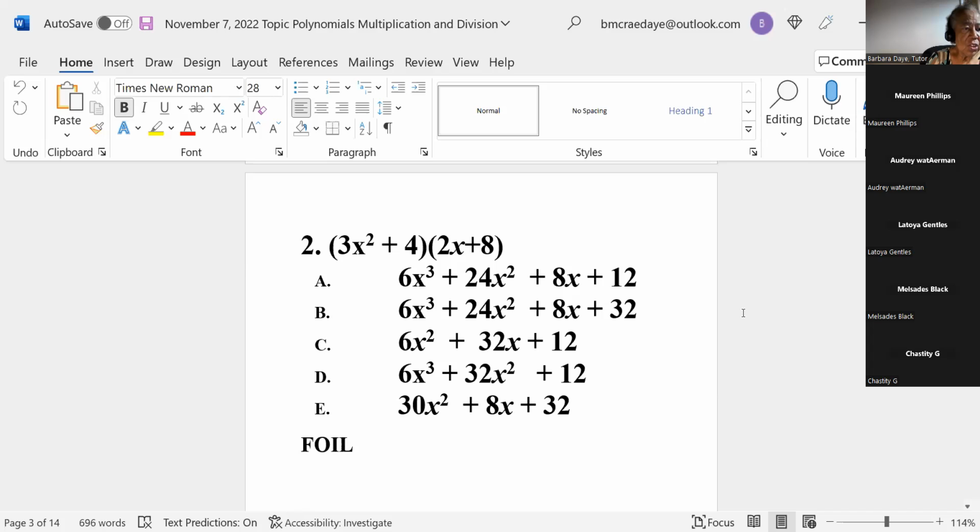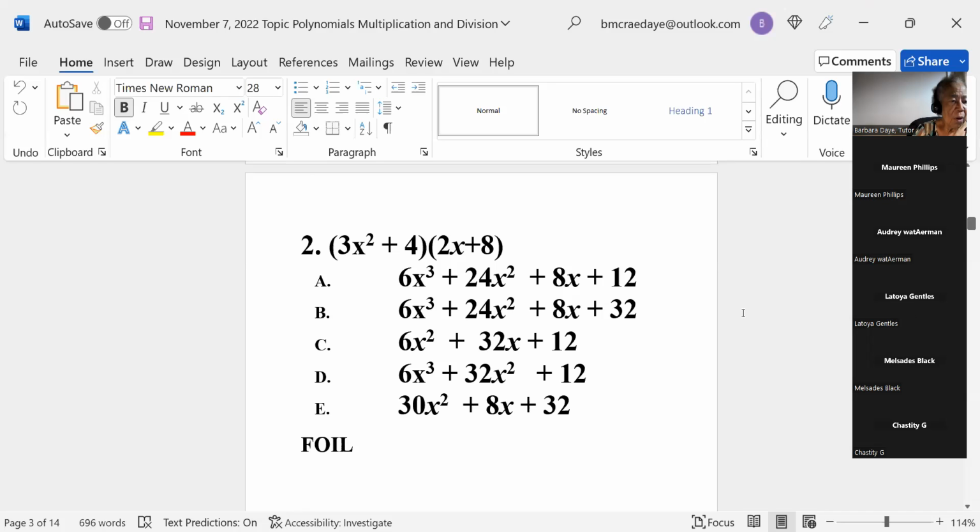Let's go to the whiteboard. Okay, now let's take 3x to the second minus 2. We're going to multiply this by 2x to the second plus 4. Okay, now we want to use FOIL.